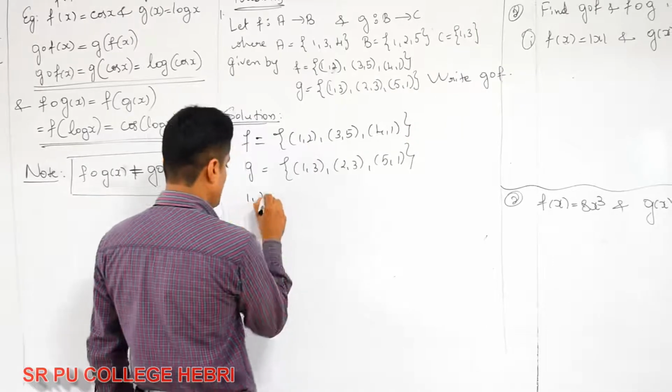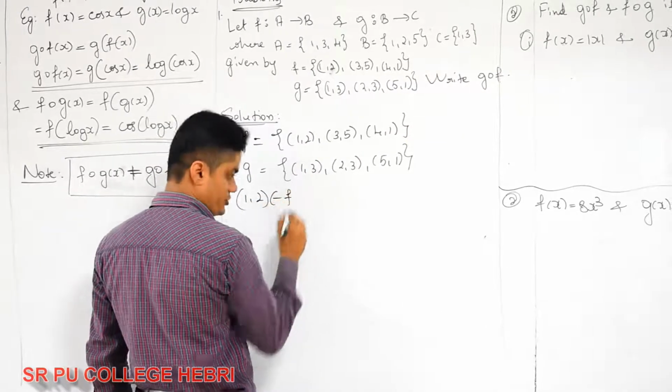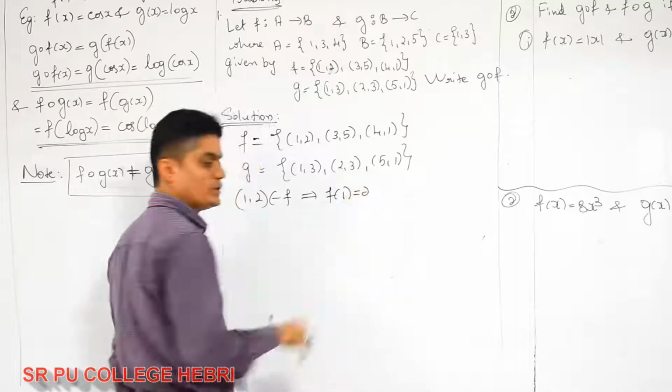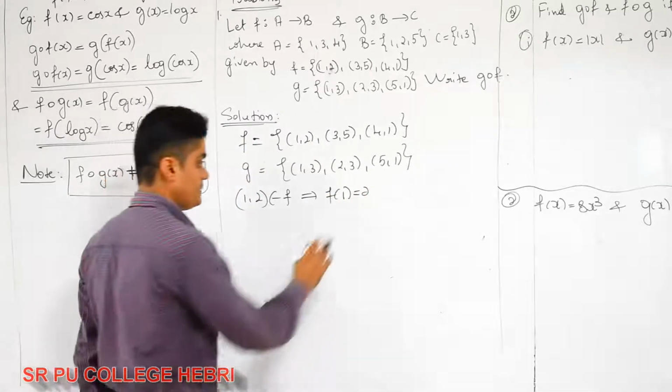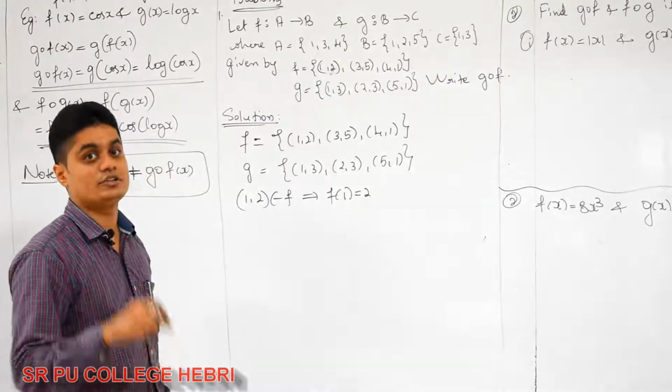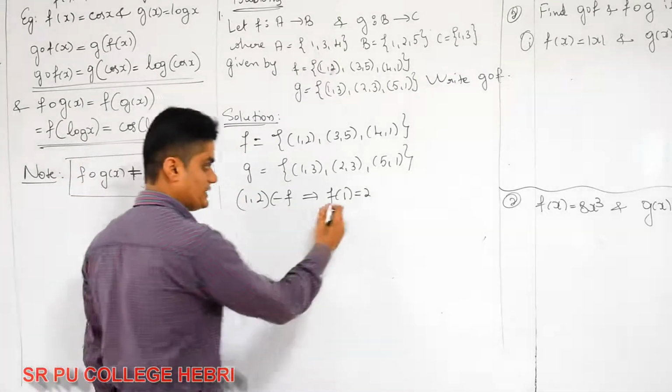Since (1, 2) belongs to f, the meaning is f of 1 is equal to 2, or 1 and 2 are related under the relation f. Then if you write (1, 2), the meaning of that is 1 is related to 2 under the relation f. So it is f of 1 equal to 2.